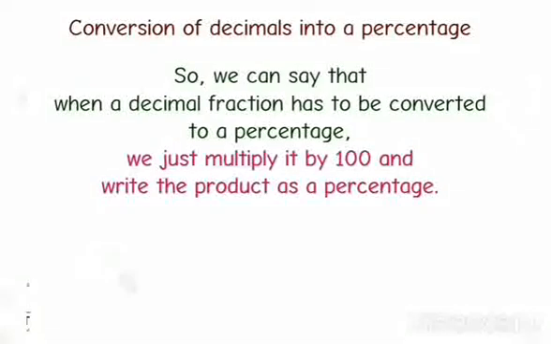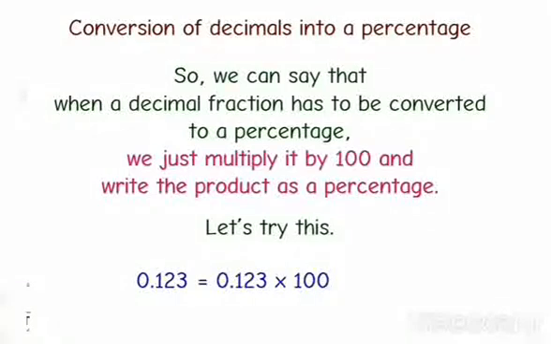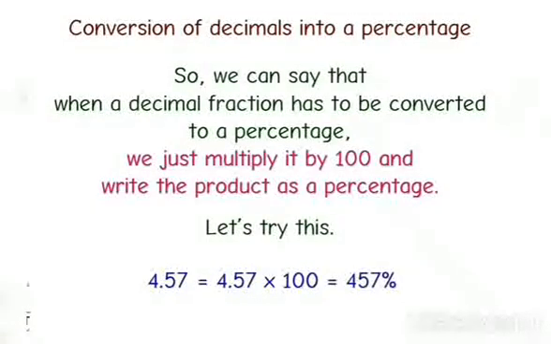So we can say that when a decimal fraction has to be converted into a percentage, we just multiply it by 100 and write the product as a percentage. Let's try this. 0.123 is equal to 0.123 into 100, which is equal to 12.3%. 0.4 is equal to 0.4 into 100, equal to 40%. 4.57 is equal to 4.57 into 100, which is equal to 457%.